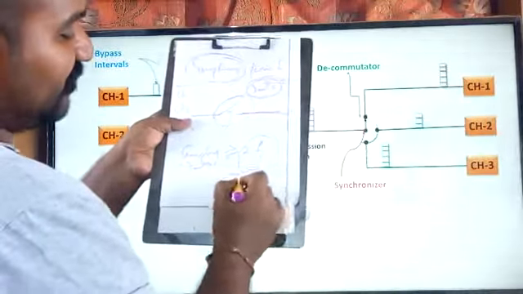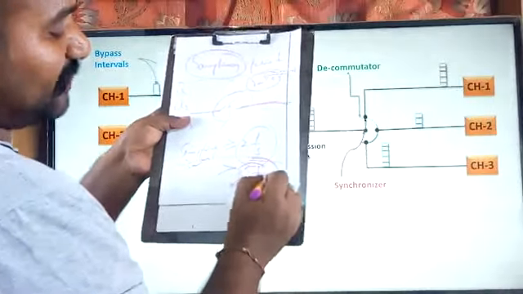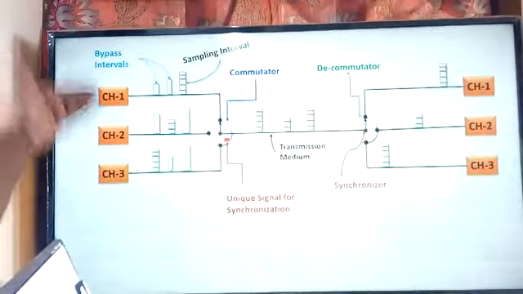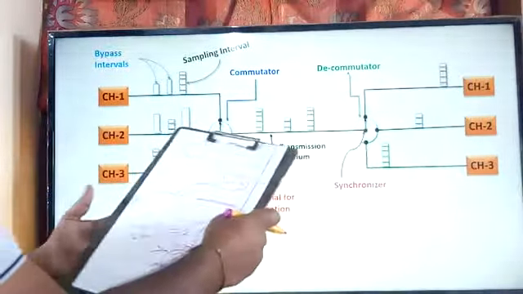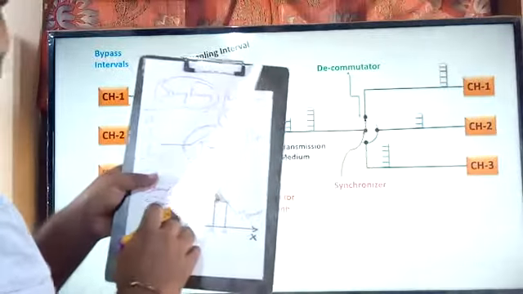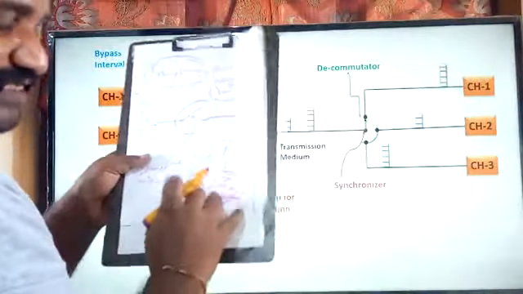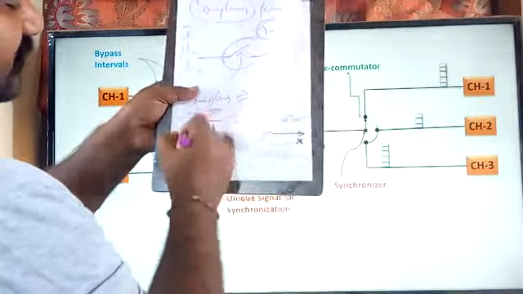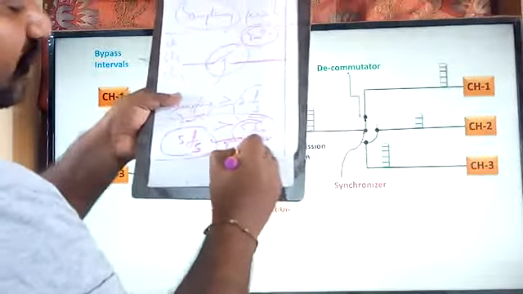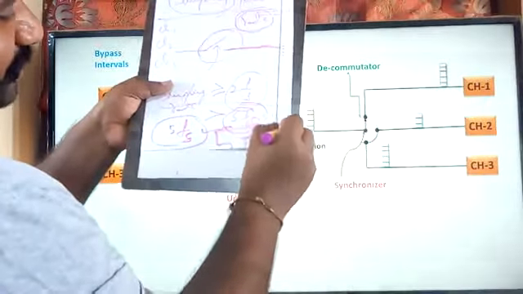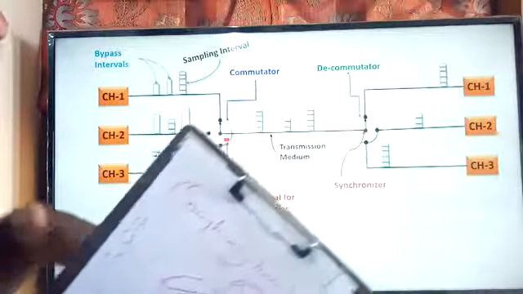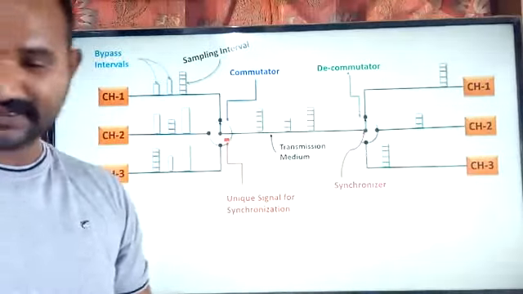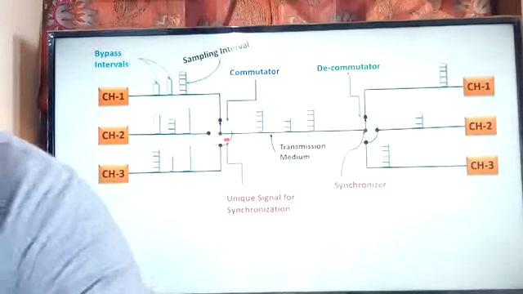This sampling rate is 5 times the maximum frequency of a particular channel. That particular frequency is taken for calculating the sampling rate. It is 5 times the maximum signal frequency. This 5 times is taken only in the telemetry system. Remember this: it is in the telemetry system, not in normal time division multiplexing. In the telemetry system, the sampling rate is 5 times the maximum frequency of a particular signal.